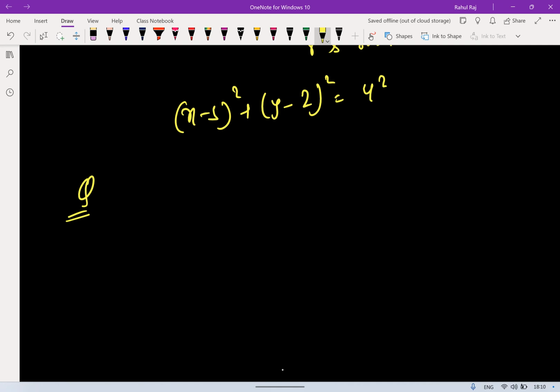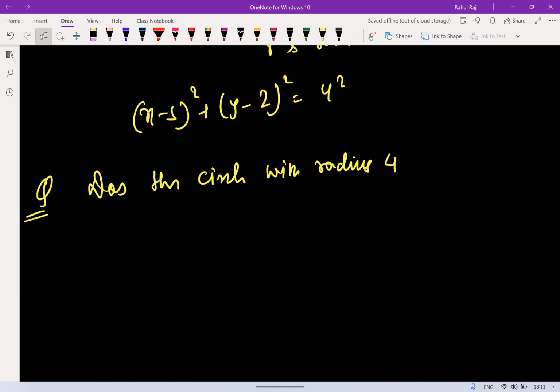So imagine there is a question which says: does the circle with radius 4 and centered at (A, B) intersect the y-axis? This is the question. So the center of the circle is (A, B), and the circle has radius 4.